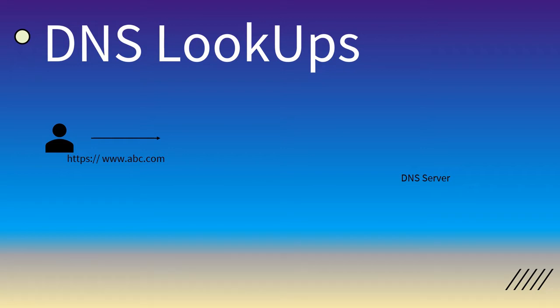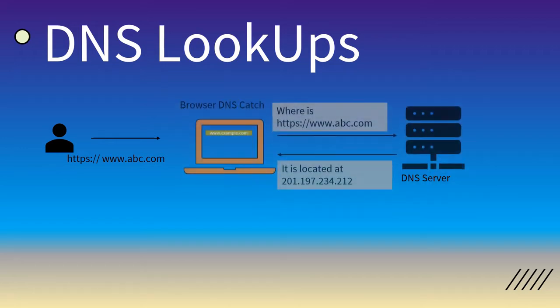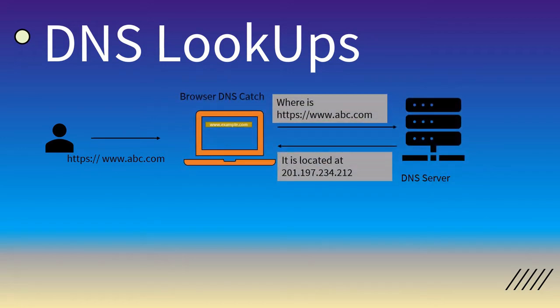Whenever a user requests a website, the browser sends a signal to the DNS server, and the DNS server maps the domain name to a particular IP address. Here the domain name is abc.com. So this domain name is mapped to a particular IP address, and the DNS server sends the IP address of the domain name.